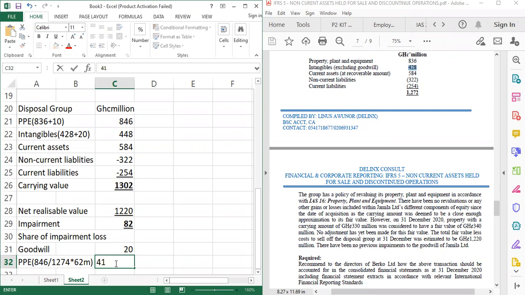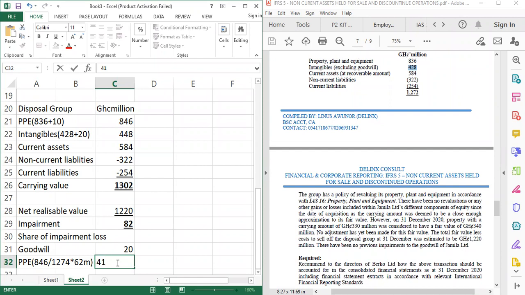So in this case, you won't add the current assets, right? No, the current assets are not to be impaired. They say that is their recoverable amount, so we can't impair them. We only assume that it is the non-current assets that will be impaired.